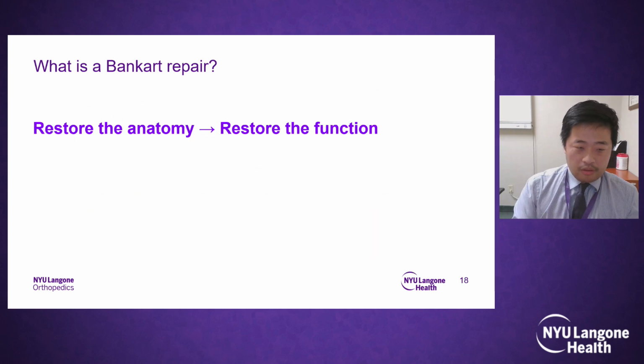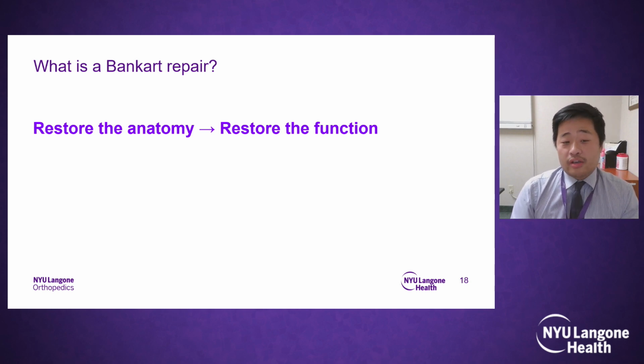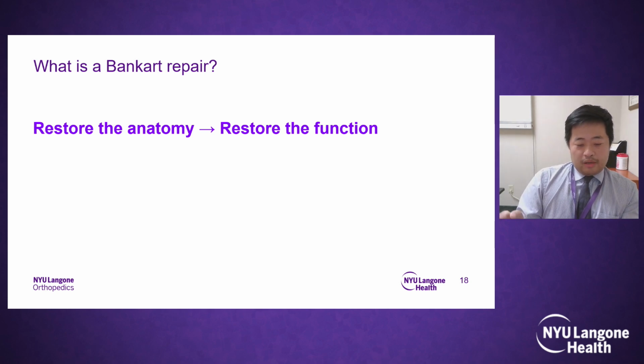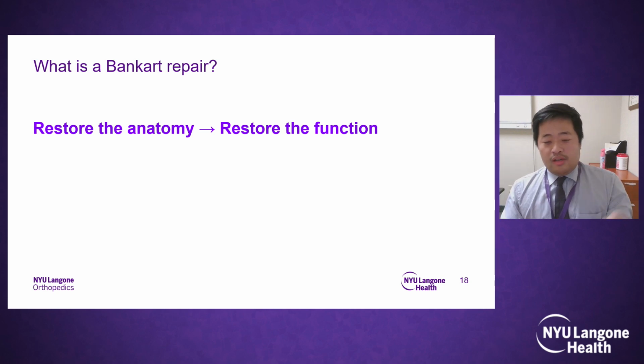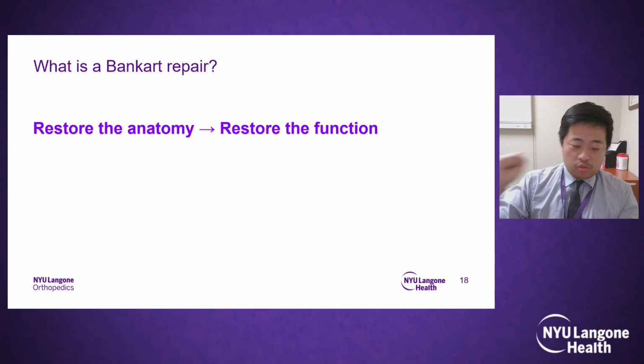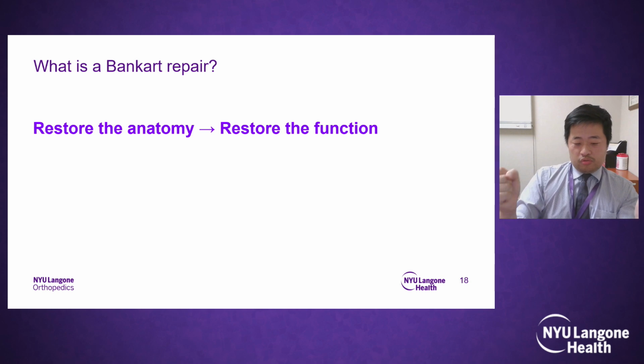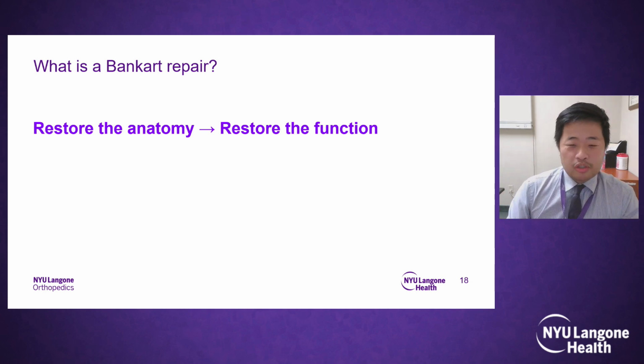And so in general, if you really think about from a bird's eye view, what is a Bankart repair? What are we trying to do? We're trying to restore the anatomy so that we can restore the function. And when it comes to the shoulder joint, we're always talking about the tug of war between stability and motion. There's things you can do to make someone super stable. You could even fuse them, but that's not good for their motion. And so I think what a Bankart repair is trying to do is to straddle that divide and give people good motion and good stability.